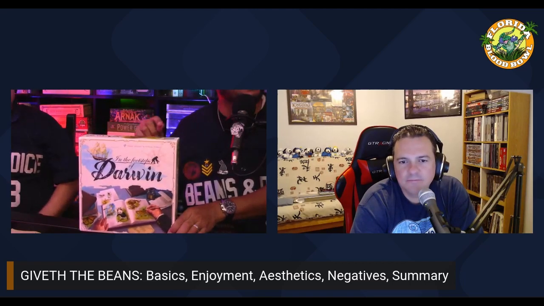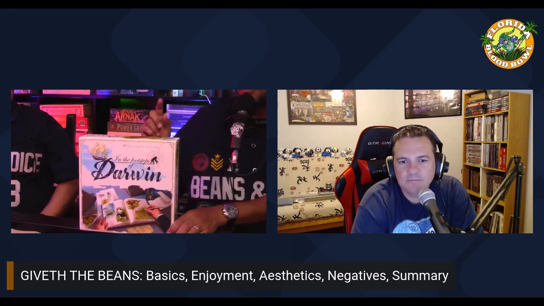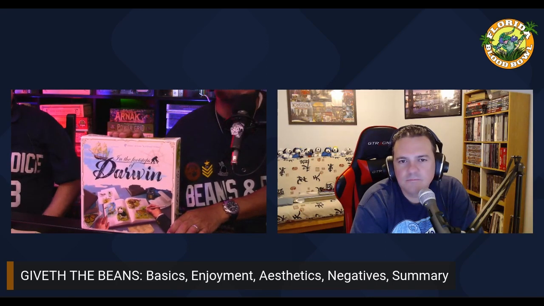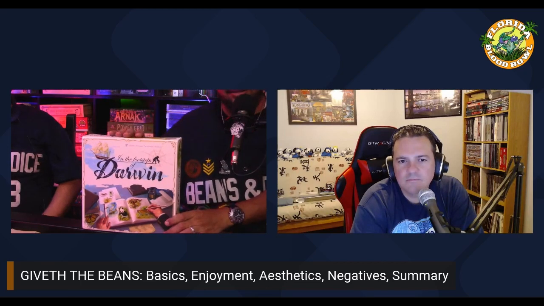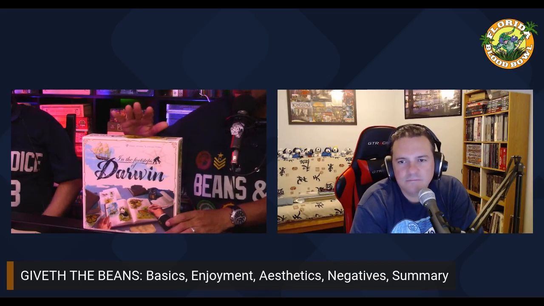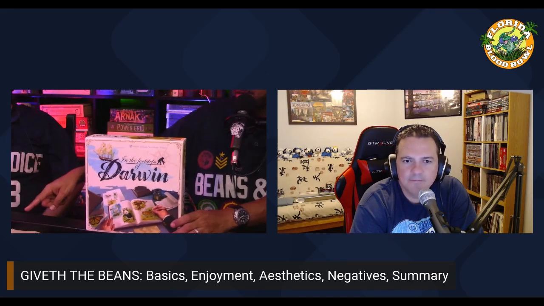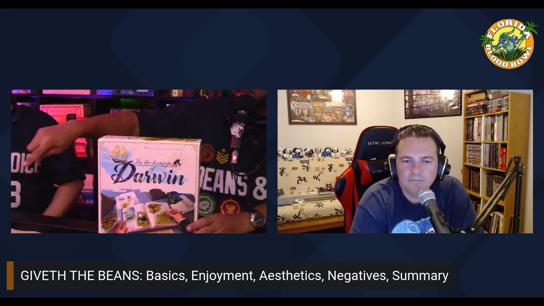In the basics, we'll go for the give it the beans. B is for basics. The basics is there were a lot of mechanisms in this one. Tile placement, tile selection, kind of set collection, end game scoring. Yeah. Rondel-ish when it comes to the Beagle, the boat that Darwin's on, moving around on the board.